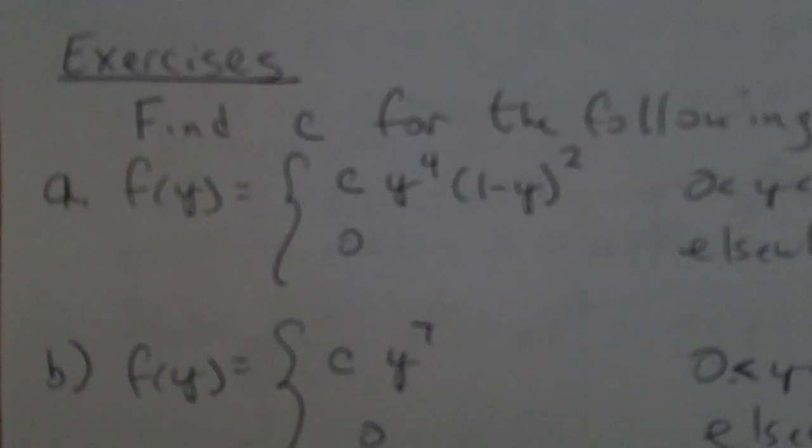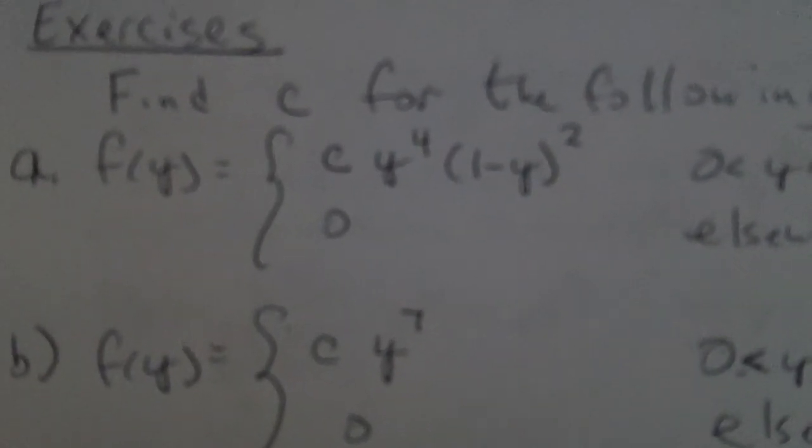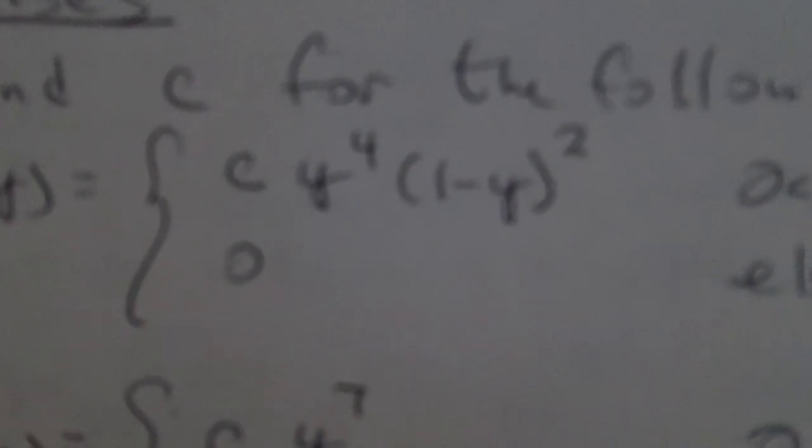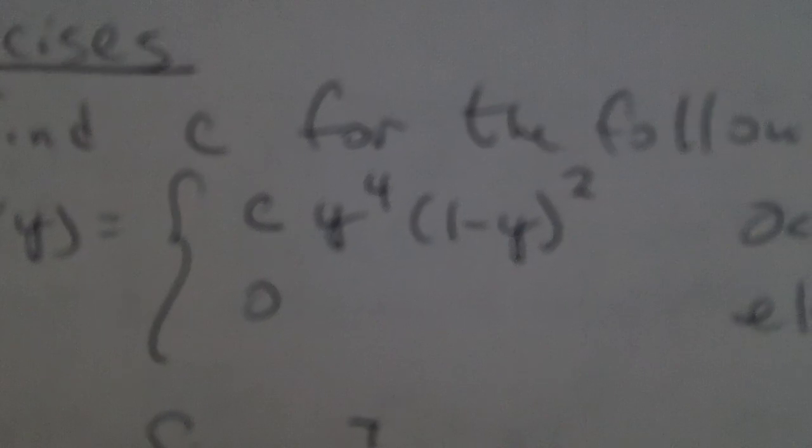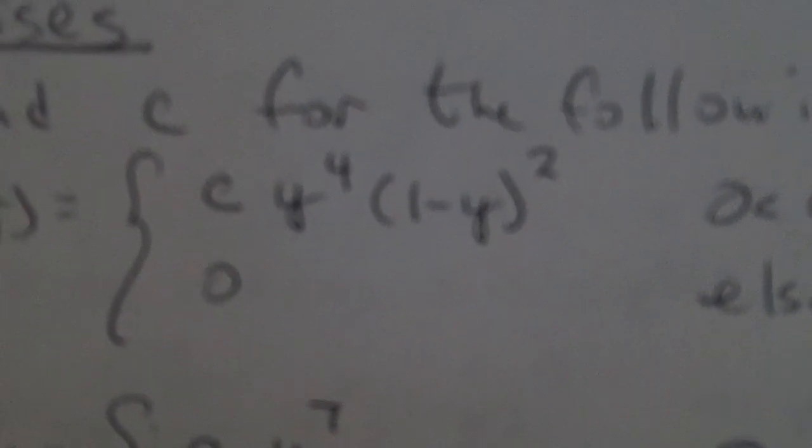So, okay, some stuff that we saw similar to what we did with the gamma distribution. First, find the value of the constant for these two betas. Okay, in the first case, remember we've got y between 0 and 1. We've got y to the fourth, so alpha has to be 5. We've got 1 minus y quantity squared, so beta has to be 3.